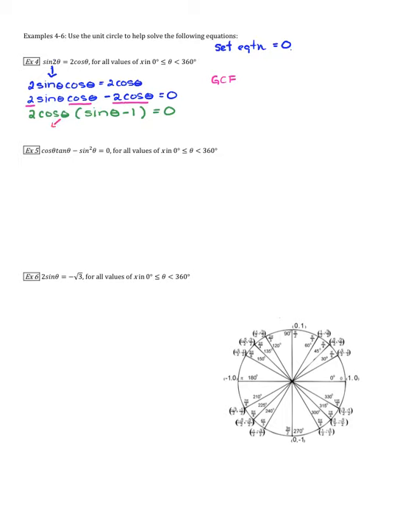So we are going to look at solving 2 cosine theta equals 0, because that would make the whole thing 0, or sine theta minus 1 equals 0. And this is where you're going to want to use the unit circle that we have down below. So first off, let's simplify this. I can divide through by 2, and really we're looking to solve where does cosine theta equal 0.